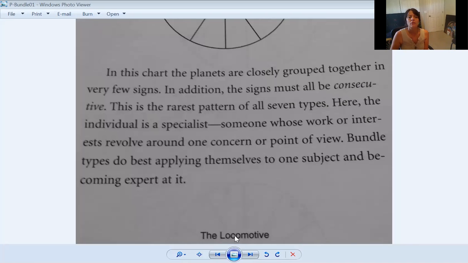The bundle is where they're all closely grouped together in very few signs. In addition, the signs must all be consecutive. This is the rarest pattern of all seven. Here, the individualist is the specialist, someone whose work or interests revolve around one concern or point of view. Bundle types do best applying themselves to one subject and becoming an expert at it.